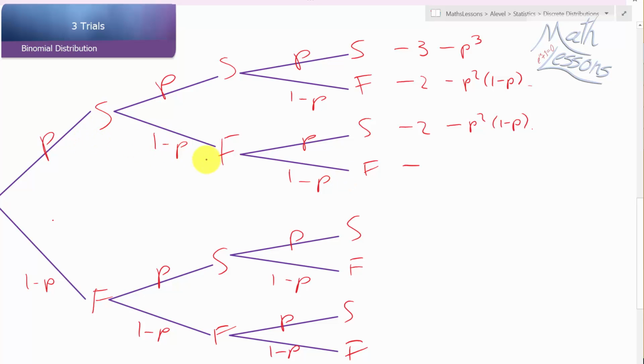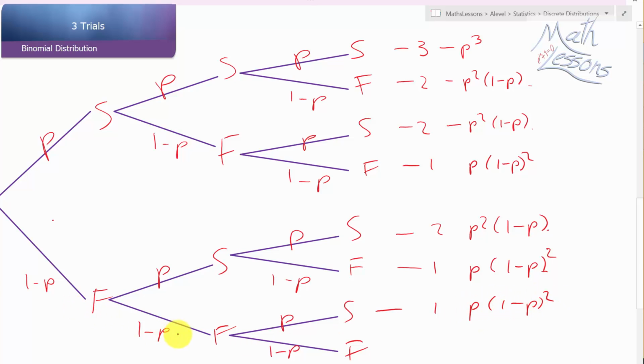One successful outcome, so we've got p times 1 minus p squared, because you've got 1 minus p times 1 minus p. 2 successful outcomes, p squared times 1 minus p. Here we go, one successful outcome. So we've got p times 1 minus p. And here we've got one successful outcome. And again, p times 1 minus p. Sorry, I forgot the squared there.